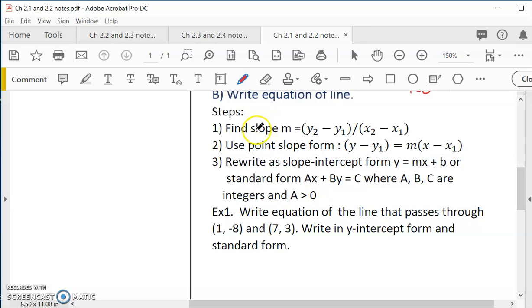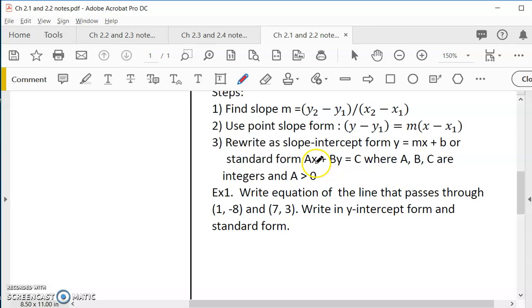So the first step would be to find the slope of the line that passes through the 2 points, which is the change of y, y2 minus y1 over x2 minus x1. And then you can write the equation right away as y minus y1 equal to m, where m is the slope that you found, times x minus x1. And then you rewrite it as y equal to mx plus b, just distribute and combine like terms, or you can write it in standard form.